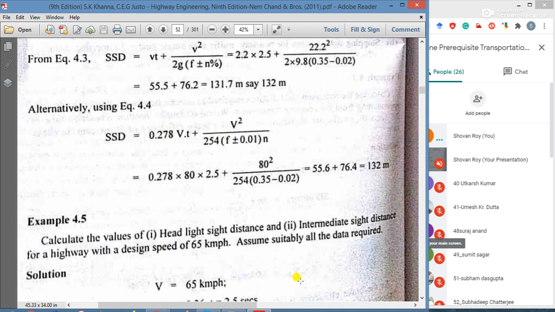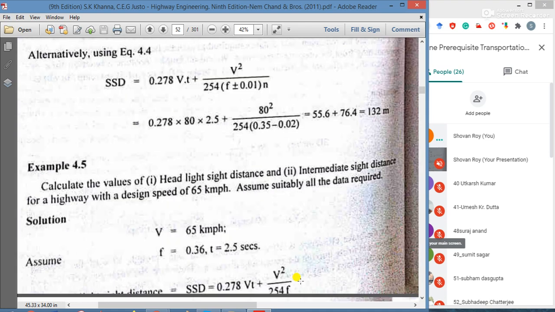Simple. Another numerical is there. Calculate the values of headlight sight distance, number one, and number two, intermediate sight distance, for a highway with a design speed of 65 km/h. So headlight sight distance, intermediate sight distance. Already I had given you one.